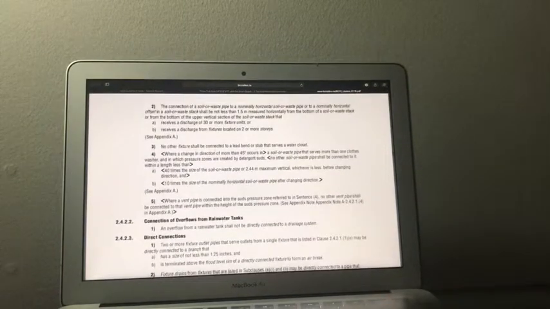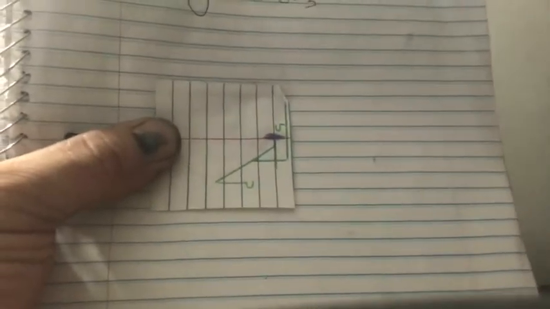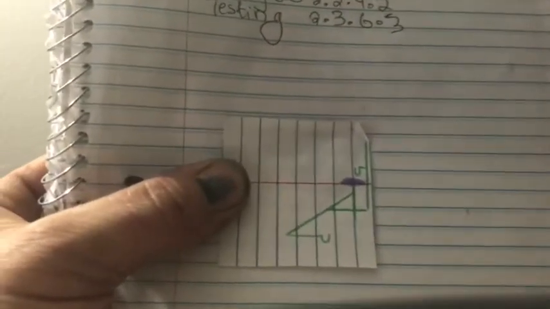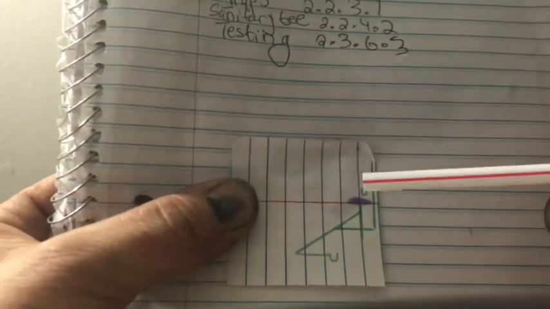No other fixture shall be connected to a lead bend or stub that serves a water closet. So let's take a look at that example here. What I've been told and what my experience is, so what you can and can't do in terms of connecting to this water closet. So I don't know if the engineer had a talk with my foreman at the time or not, but they came up with this plan.